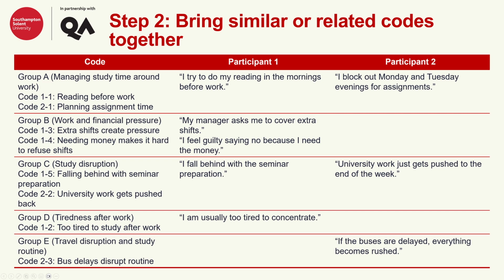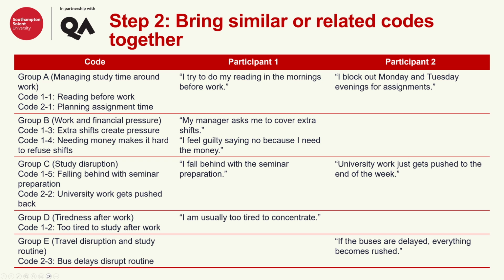Group B concerns work and financial pressure. The manager's request for extra shifts creates pressure, while the need for money makes those shifts difficult to refuse. These codes are related because they describe why paid work can take priority even when the student knows that the study may be affected. Group C concerns disruption to study, falling behind with seminar preparation and university work being pushed to the end of the week. Both describe study being delayed because other demands intervene.